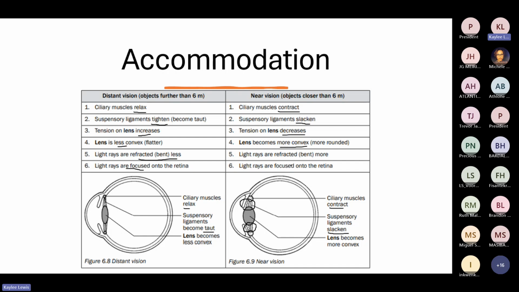If it's more convex, the light rays are refracted more, and end the story off, the light rays would be focused on the retina to form a clear image. If this process doesn't happen, then the light rays will not fall on the retina and we won't see a clear image. We would then see a blurry image. All right, so that is accommodation.